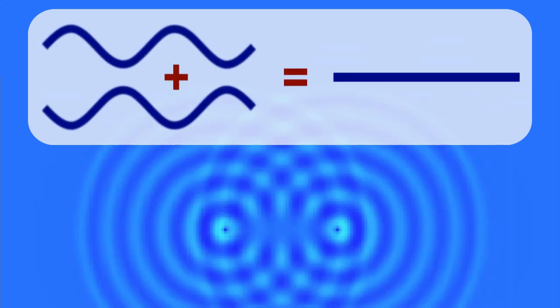On the other hand, when the peak of one wave overlaps with the trough of another wave, the two cancel each other out, resulting in an amplitude of zero. This is called destructive interference. We've actually already seen an example of interference in the previous video on lasers.